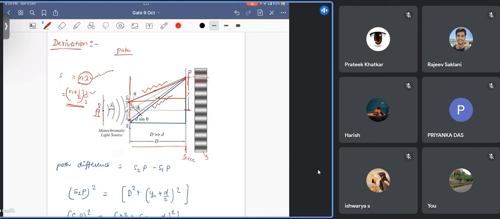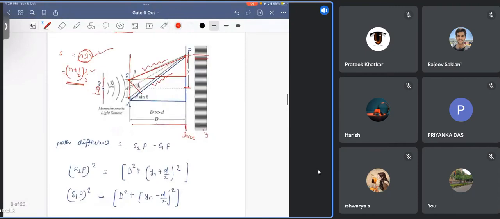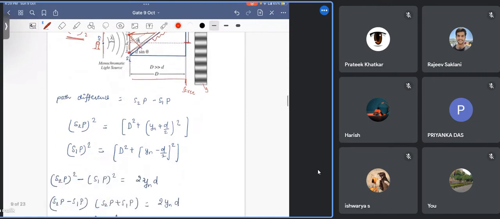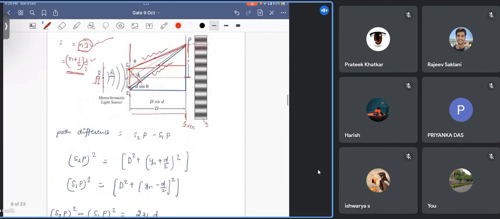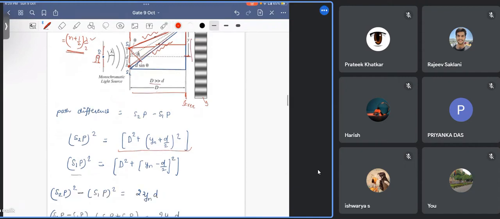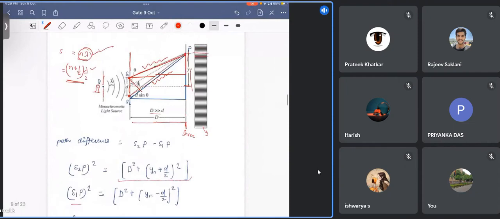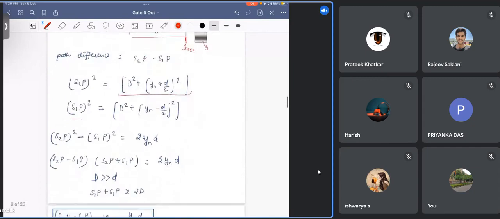And the path difference is this: the light travels a path S1P from this source, and it travels a distance S2P from this source. So it will be S2P minus S1P. And we will take a blue triangle, then S2P will become root of t square plus y plus d by 2 whole square. Similarly, S1P will become t square plus y minus d by 2 whole square. So this is the derivation.